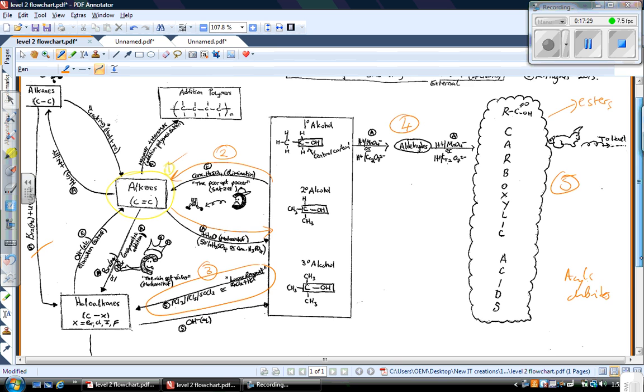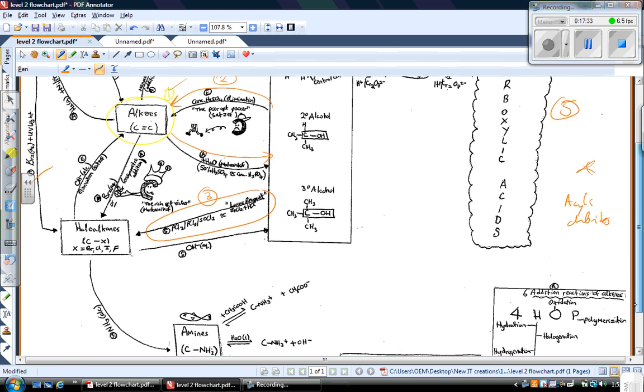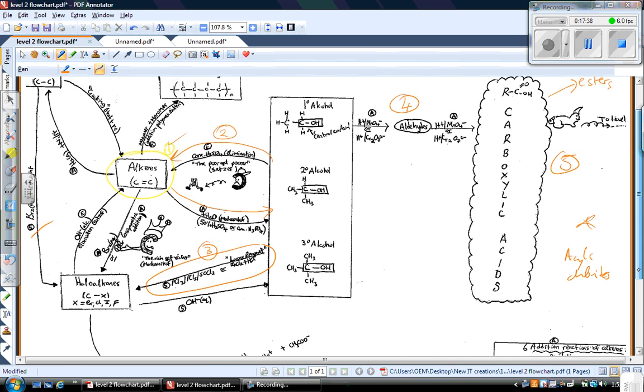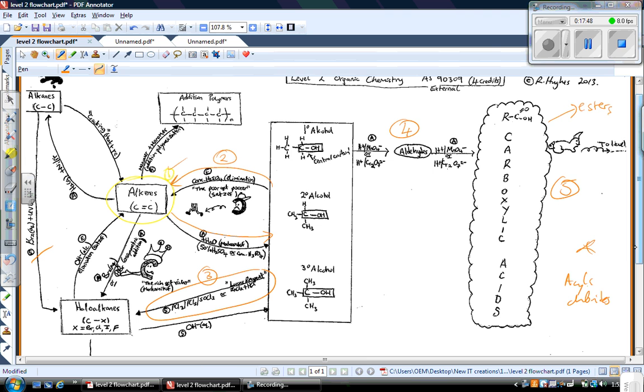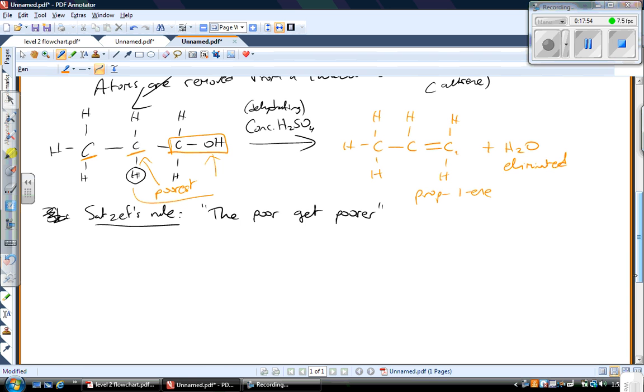There are a few others when you come into this other section here of the level 3 flowchart, so you can bear those in mind. But they're the two main examples: the elimination of water from an alcohol to form an alkene, and the elimination of a halogen from a haloalkane to form an alkene also. So that's elimination. Now let's take a look at the third type of reaction, which we said was going to be nucleophilic substitution.